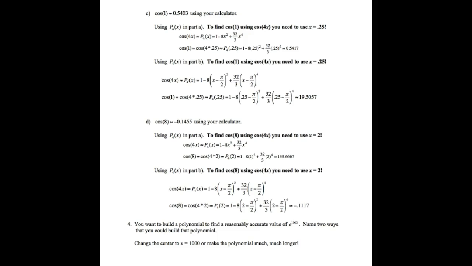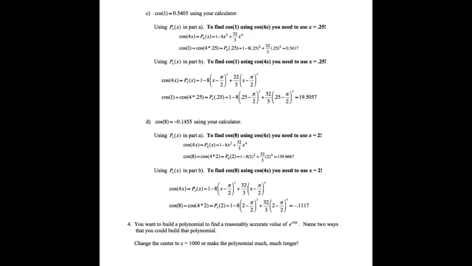And we plug it in: 1 minus 8 times 0.25 squared plus 32 over 3 times 0.25 to the fourth power, and we get a value of 0.5417, which is pretty close to 0.5403. This is again a Maclaurin polynomial, so 0.25 is pretty close to the center of 0. However, if we look at the polynomial we got in part B, which has a center of pi over 2, well, 0.25 is pretty far away from pi over 2, which is about 1.5.